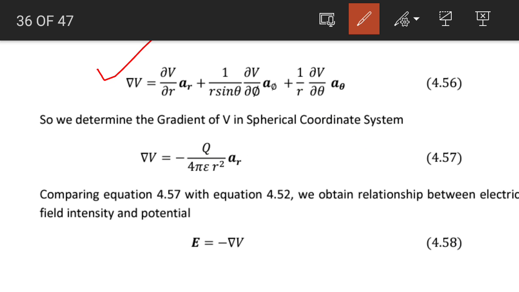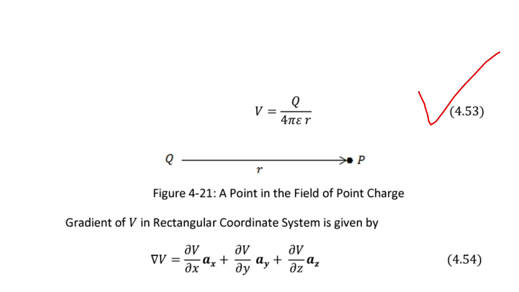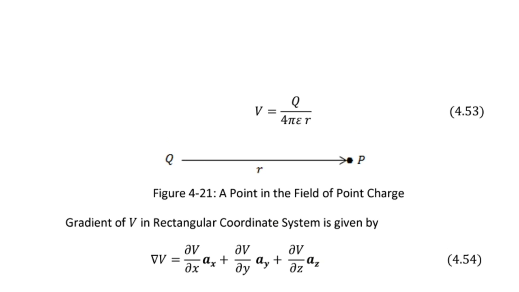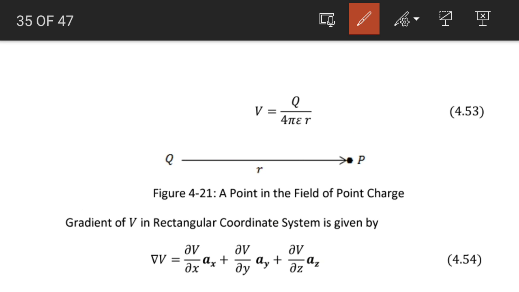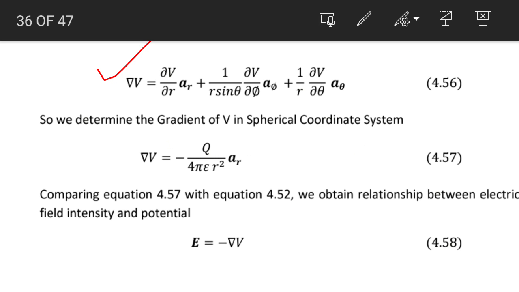We have ∂V/∂r a_r plus 1 over r sin theta ∂V/∂phi a_phi plus 1 over r ∂V/∂theta a_theta. So this is how we calculate the gradient of the potential in spherical coordinate system. So let us calculate the gradient of this potential in the spherical coordinate system.